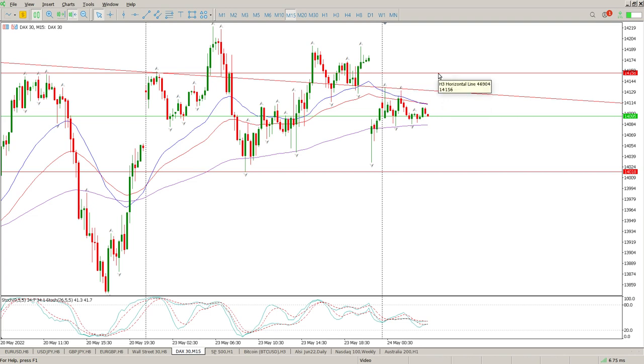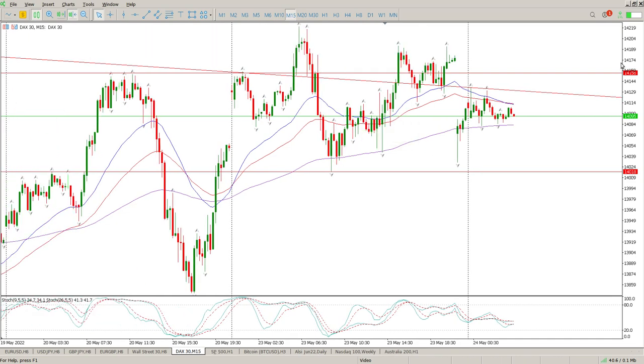So for me, the narrative stays the same. I'm either looking for a break of 14,156 and retest to that area. So in other words, gap close, pull back, build a base, and then start moving up. Or alternatively, I'm looking for a move to the downside on a break of 14,018. I don't see anything else at the moment that's going to interest me today.